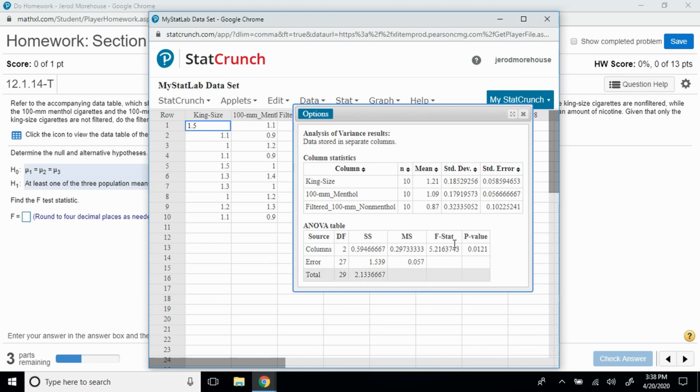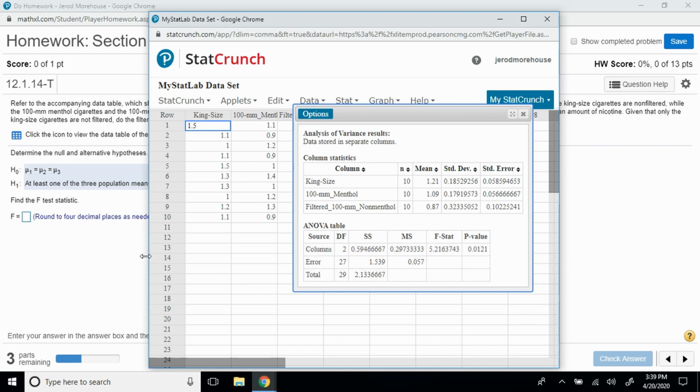For each of these, it shows the mean and standard deviation and the standard error for the different samples, king size, menthol, and non-menthol. Down below here, we have an ANOVA table that has a bunch of different information in it. For us in this class, the only thing we need to worry about is this F-stat, that's this test statistic, and the p-value. These are the 2 things that we're going to be looking at to make decisions.